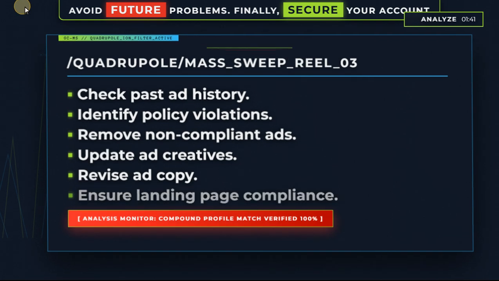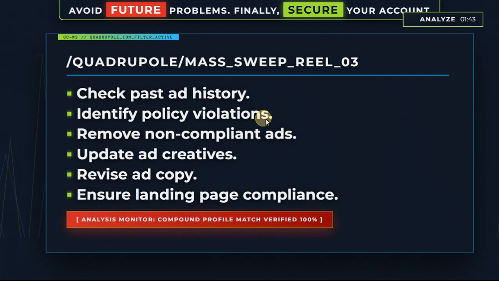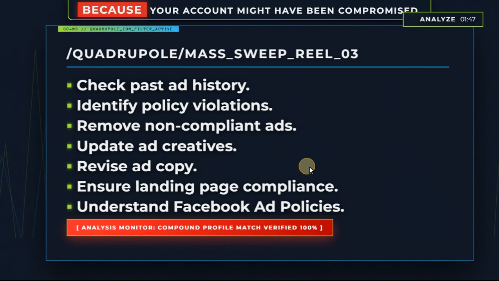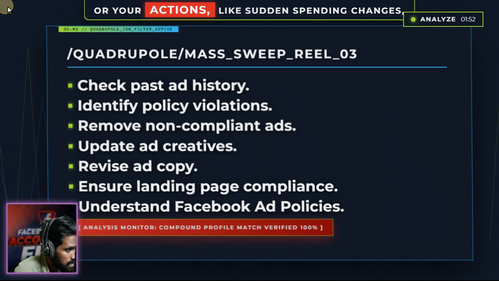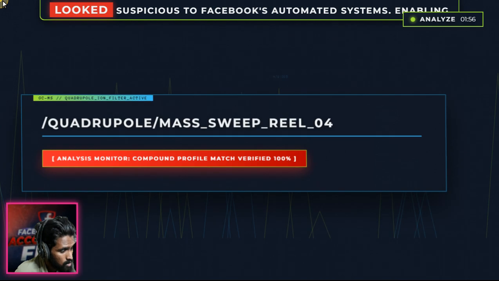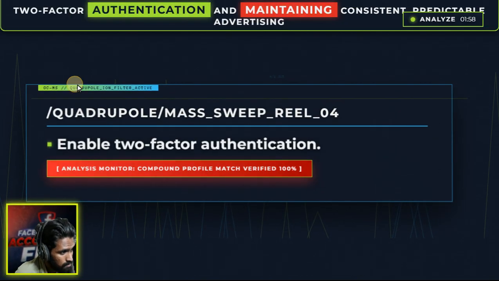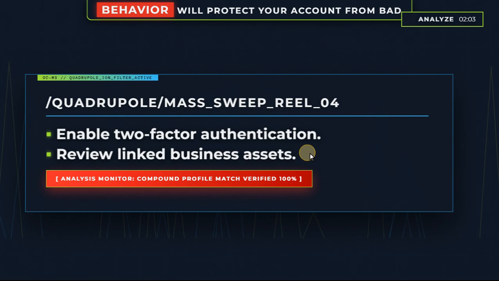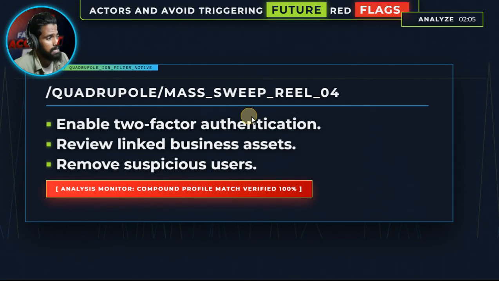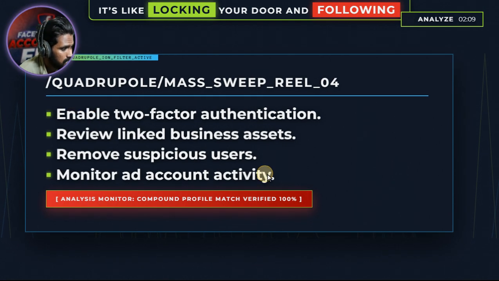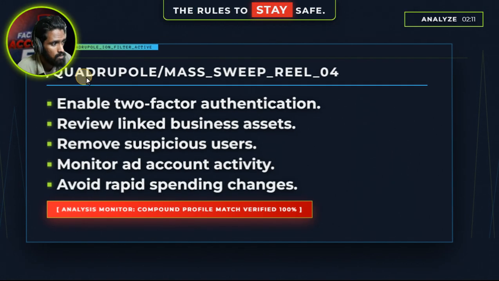Finally, secure your account to prevent future issues. Sometimes restrictions happen because your account might have been compromised or your actions, like sudden spending changes, looked suspicious to Facebook's automated systems. Enabling two-factor authentication and maintaining consistent, predictable advertising behavior will protect your account from bad actors and avoid triggering future red flags. It's like locking your door and following the rules to stay safe.